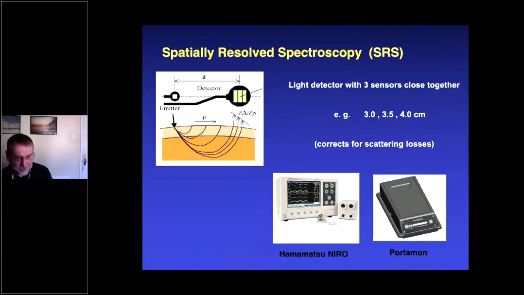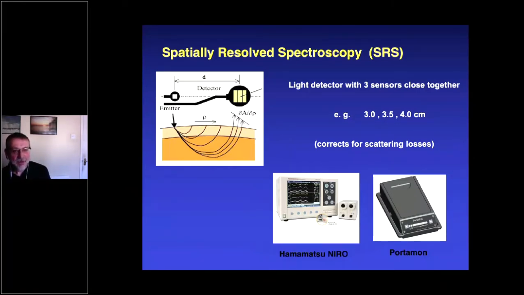So therefore, if you have a light source and three detectors very close together, for example, 3, 3.5, and 4 centimeters together, the change in absorbance, if you look at the left-hand side of the slide, the delta A, the change in absorbance between the 3, 3.5, and 4, there is no difference in scattering. So the change in light reaching the detector between those three distances is solely due to absorbance. And then you can use that to give you the absolute number for hemoglobin saturation.